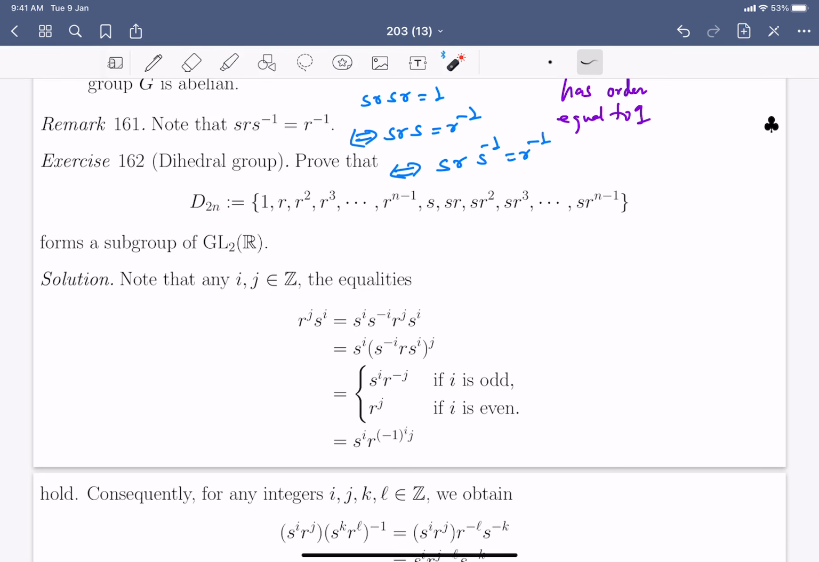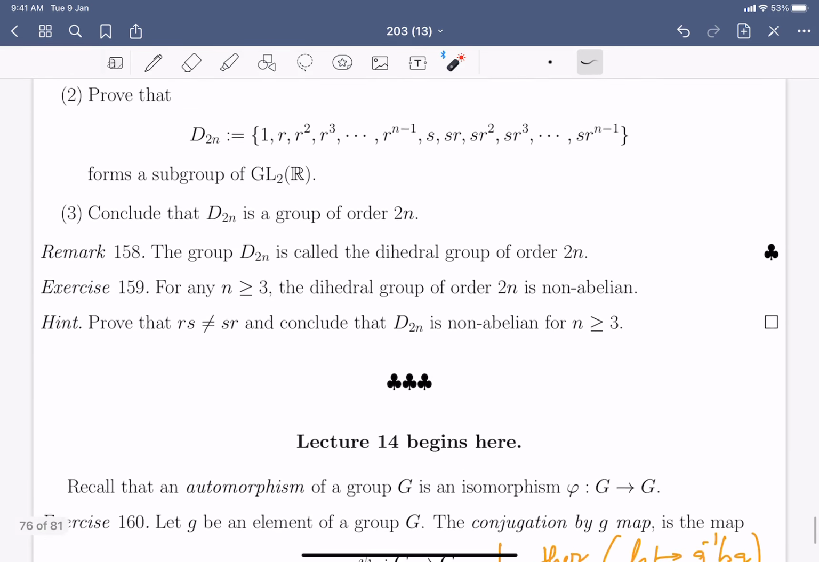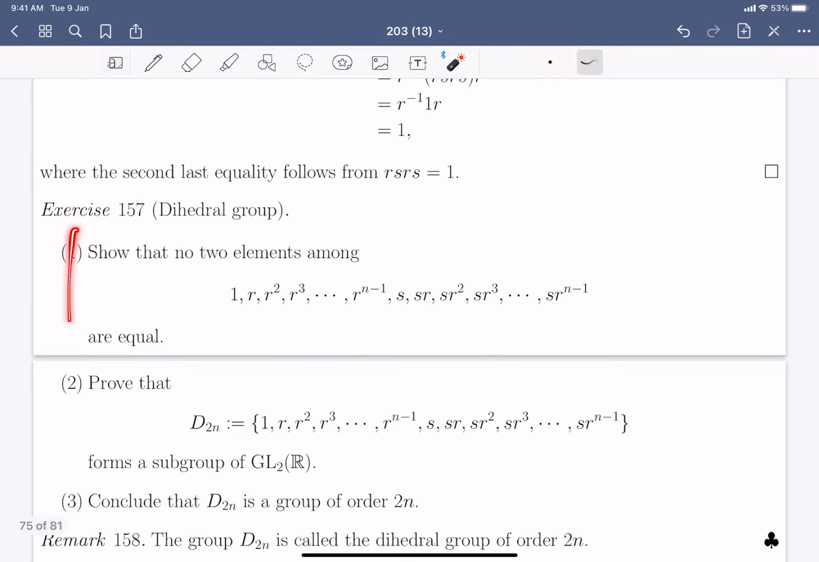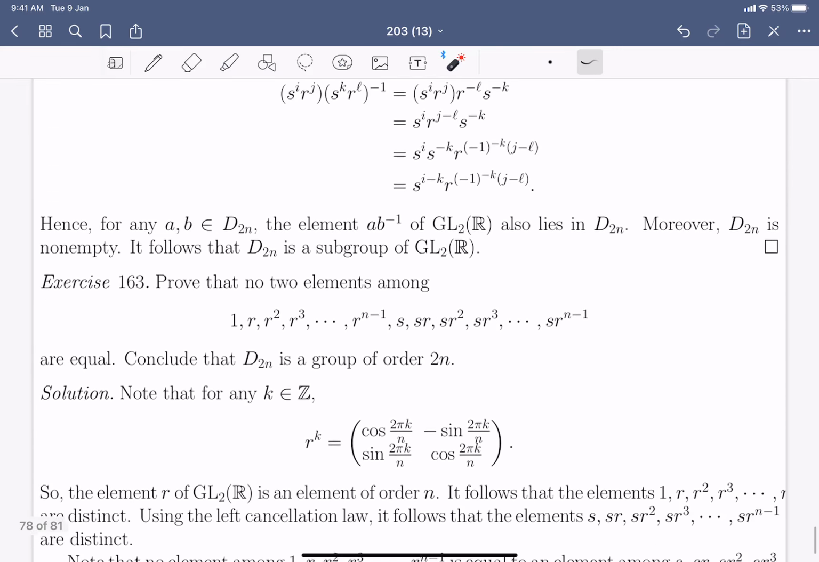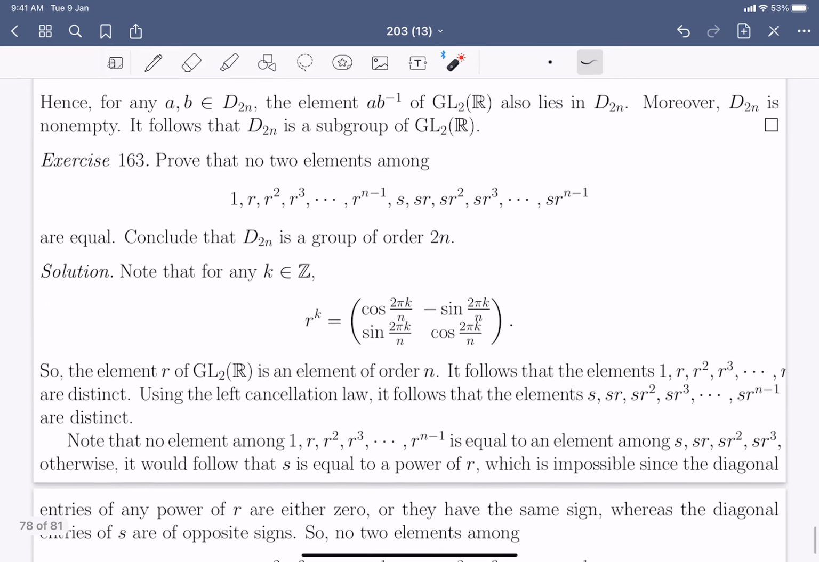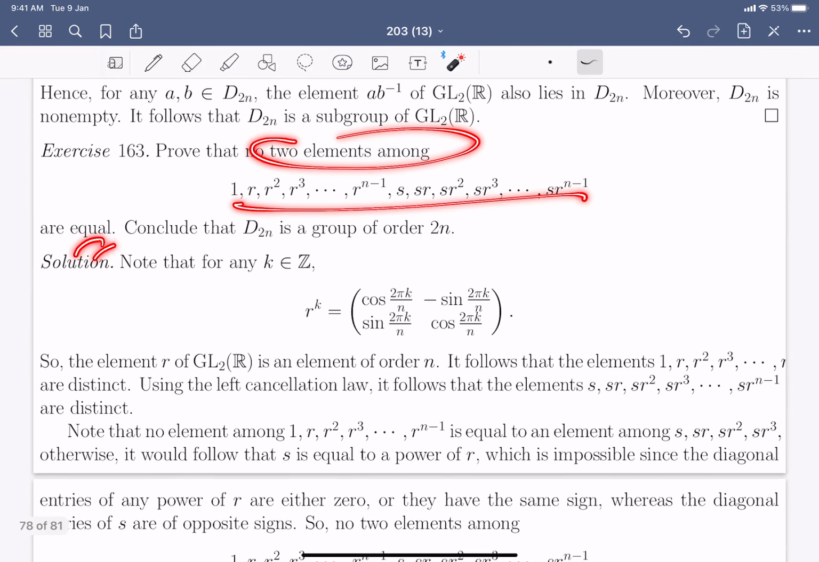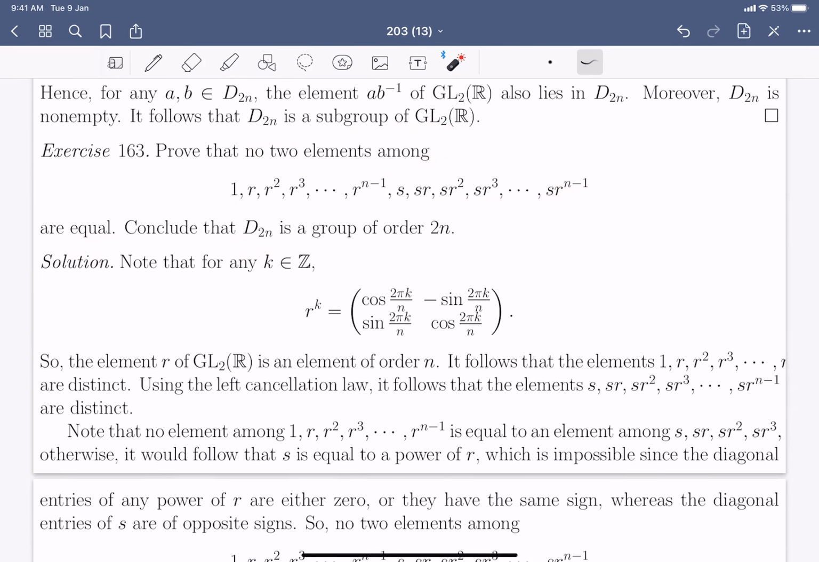To show that this D2n, as we claimed, forms a subgroup of GL2R, I'm leaving part 1 of exercise 157 for you. Or maybe I will end up doing it. Just give me a moment. Let me first show that no two elements among these are equal, and conclude that D2n is a group of order 2n.